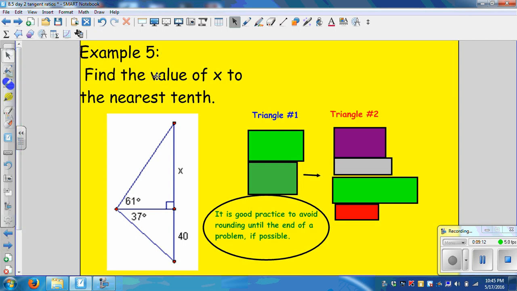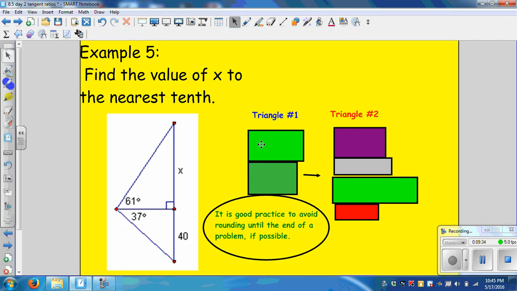Example 5. Find the value of x to the nearest tenth. You'll notice that you have two triangles in this picture, and you have some missing pieces here. If you look at the 61-degree angle, it's opposite from the side that's x. However, there's not enough known about that triangle to do a tangent calculation. So you may need to start with the smaller triangle.